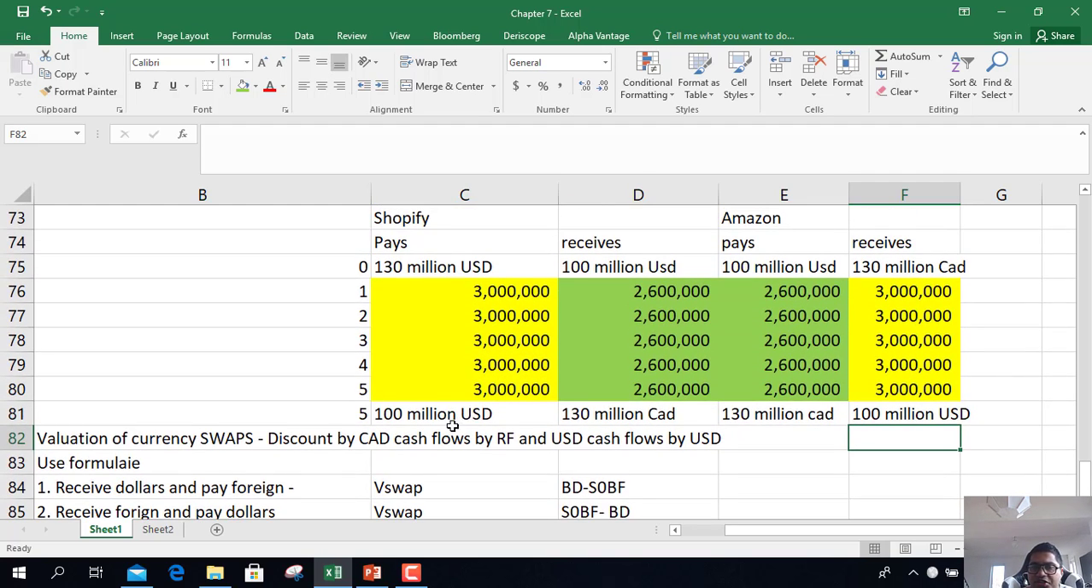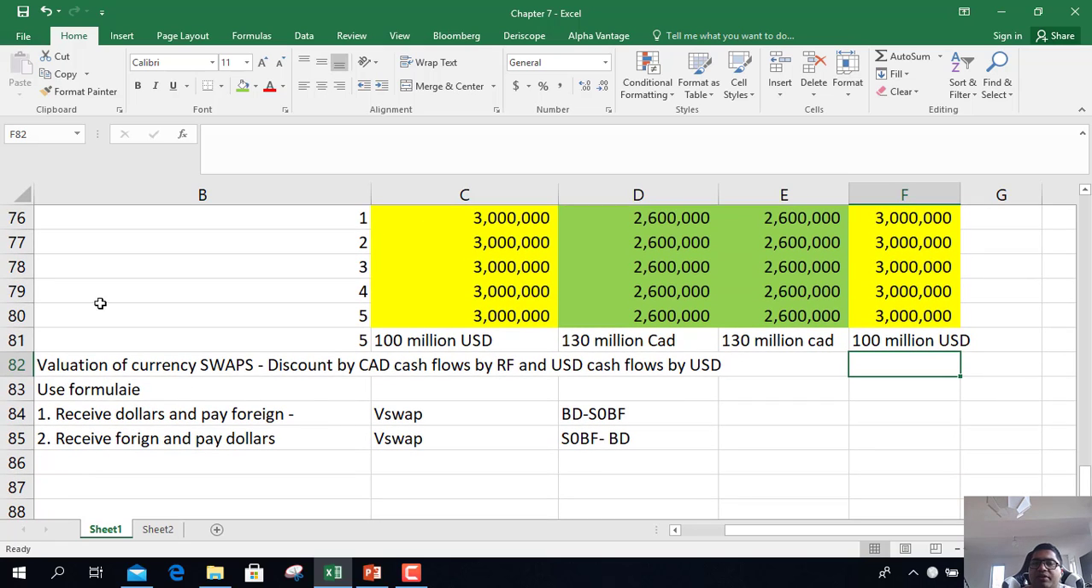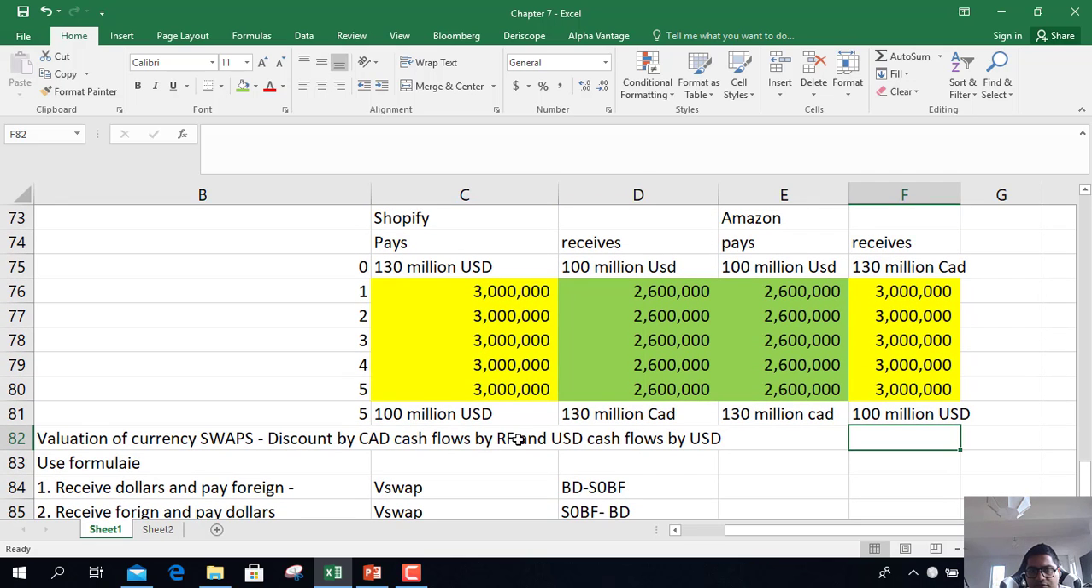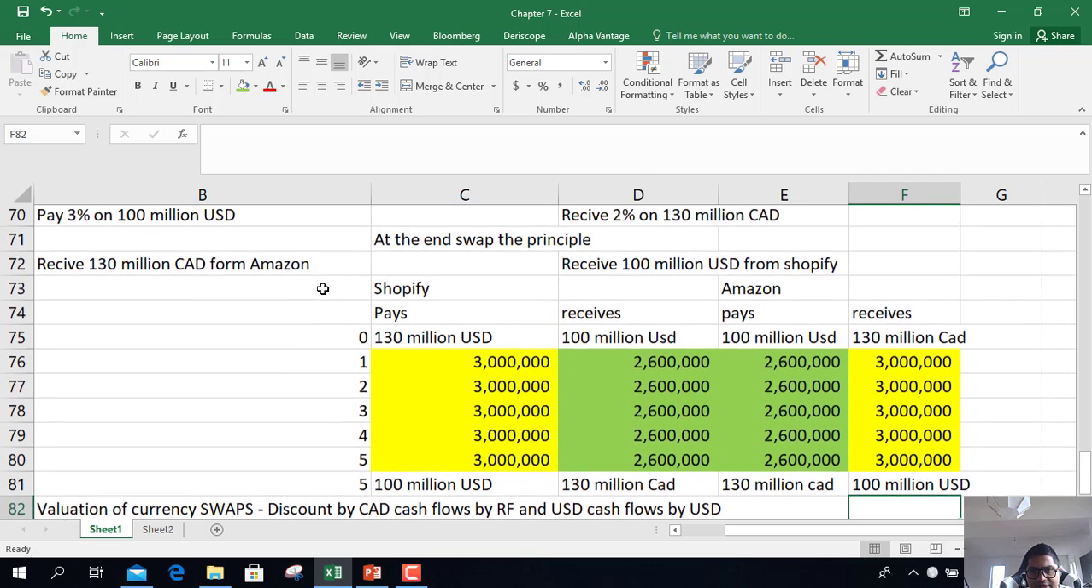Now, how does valuation of a swap work? For valuation of a swap, you discount Canadian cash flows by the risk-free rate in Canada, and you discount US cash flows by the risk-free rate in the United States, and then use this formula. Value of swap is BD minus S0 times BF. So I'll give you an example.